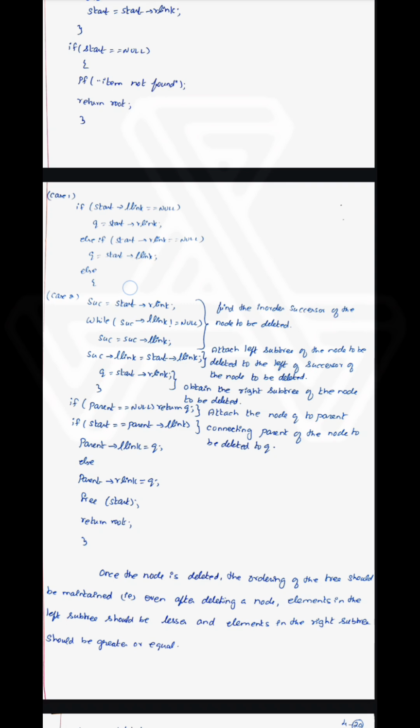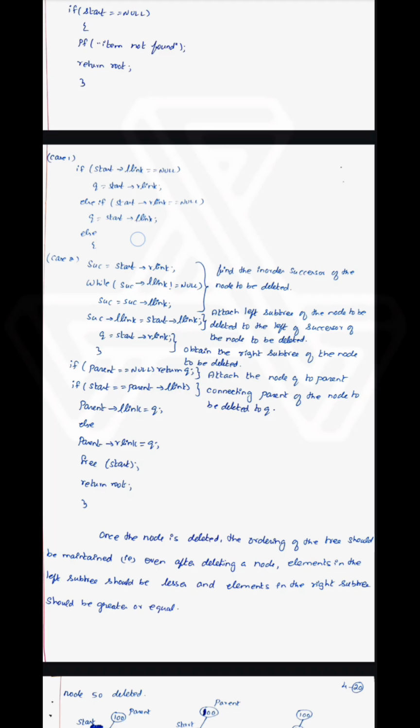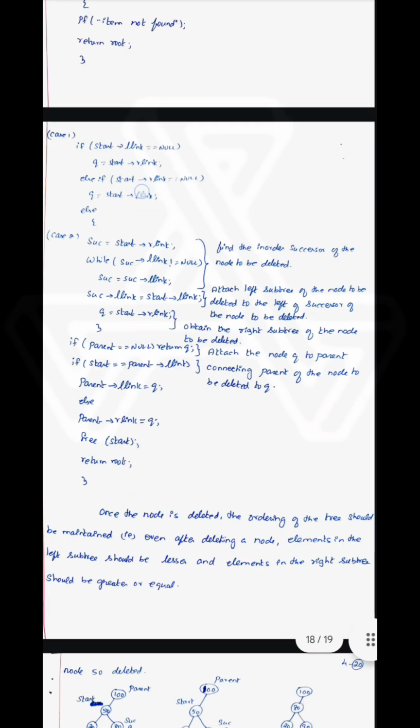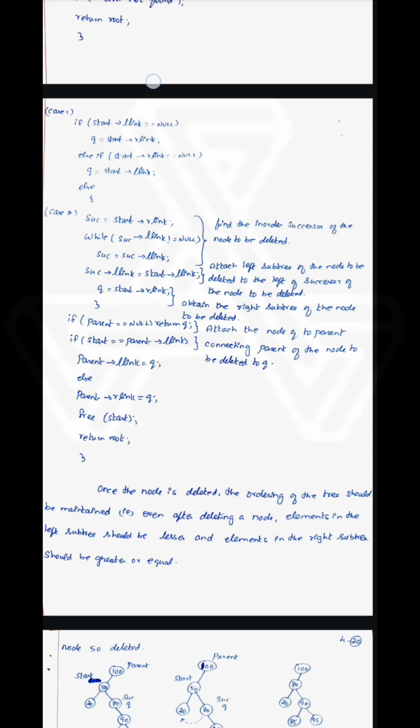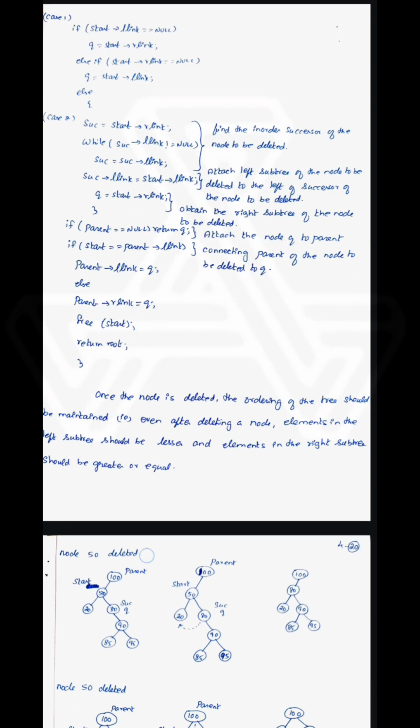Then the successor L link is equal to the start's L link, then Q equals start R link. If parent equals null, return Q. If start equals parent L link, parent L link equals Q, else parent R link equals Q. Free start, return root. Attach the parent of the node to be deleted to Q.